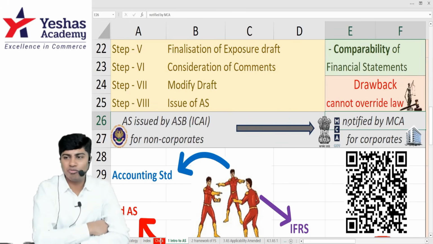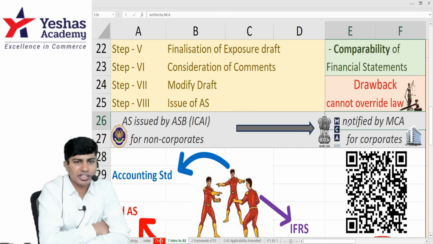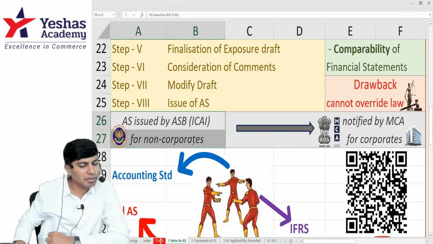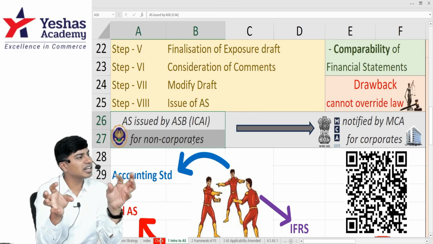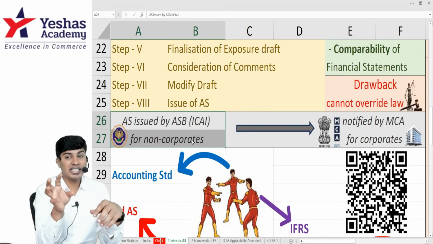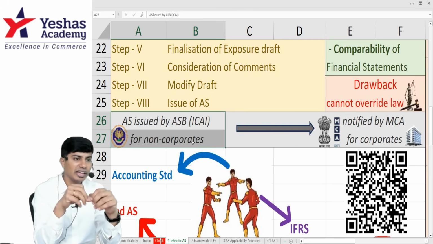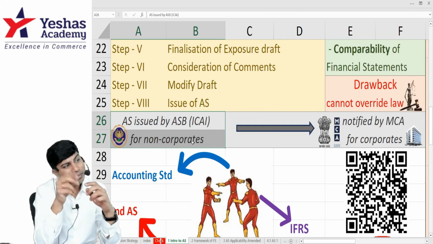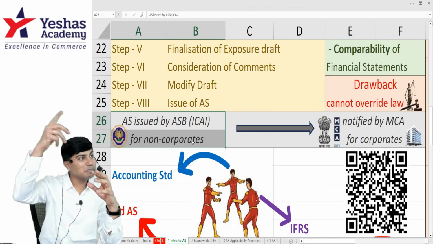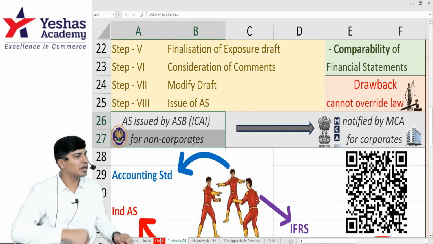What if you have a partnership firm? What if you have a sole proprietorship? What if you have a corporation, trade union? What is applicable? ICAI standards are applicable. ICAI regulates non-corporates. Corporates are regulated by MCA. So Ind AS is to be followed by whom? Usually companies, beyond a certain point. Who doesn't follow Ind AS? Partnership firms and sole proprietors don't follow Ind AS.